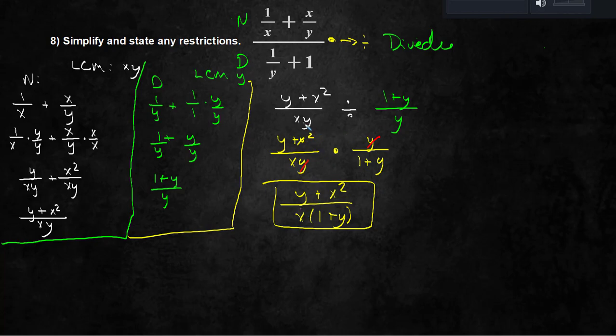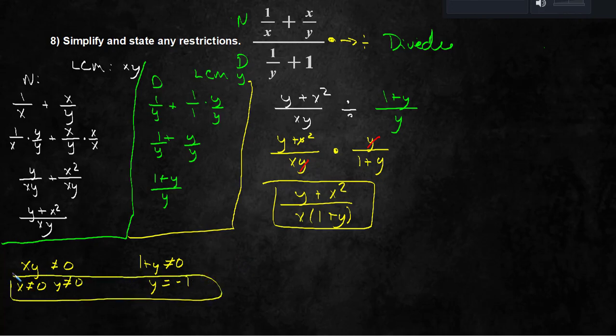And then you would set your restrictions to be everything in the denominator. You're really not going to have to do restrictions on your homework on these, but just realize that your xy can't equal 0. That means x can't equal 0. Y can't equal 0. 1 plus y can't equal 0. So that means y can't equal -1. And y can't equal 0. So those are your 3 restrictions. Now do number 9 and check your work with the video next.